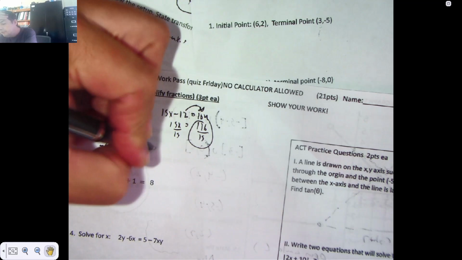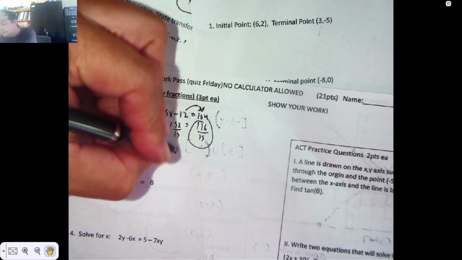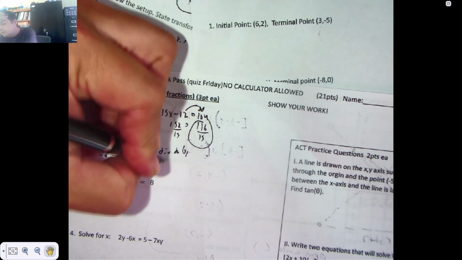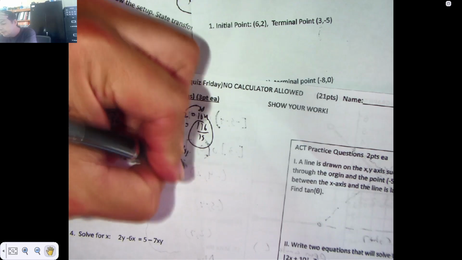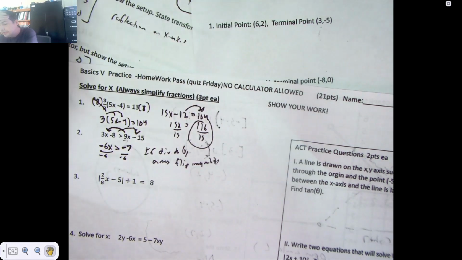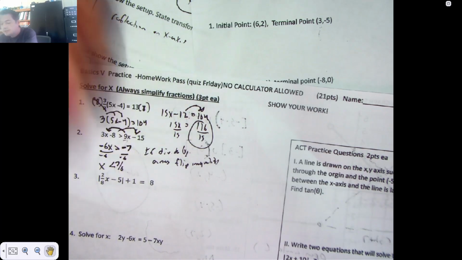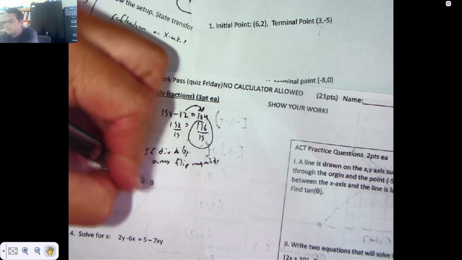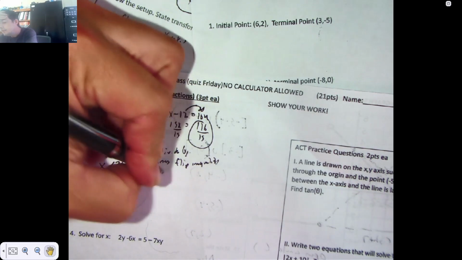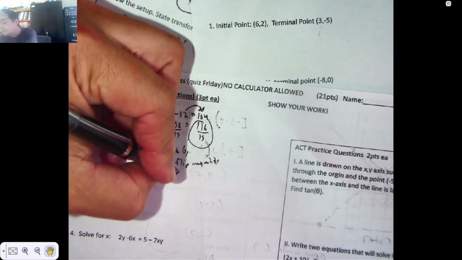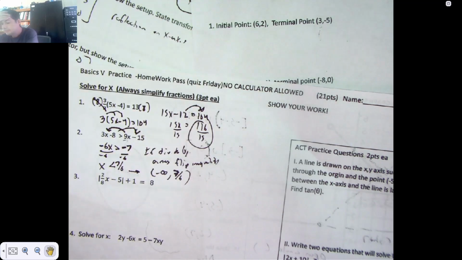And if you divide by a negative, you flip the inequality. So negative over negative, by the way, is positive. It's now x is less than 7/6. And I would probably have this as an interval, negative infinity to 7/6. That's how I'd present it.